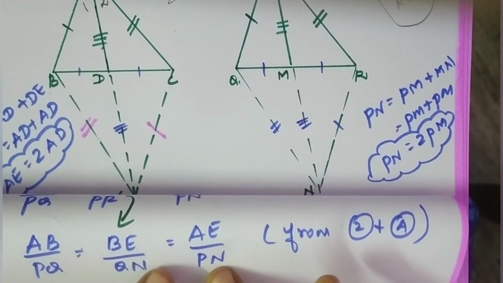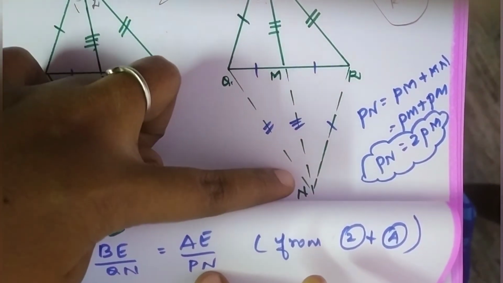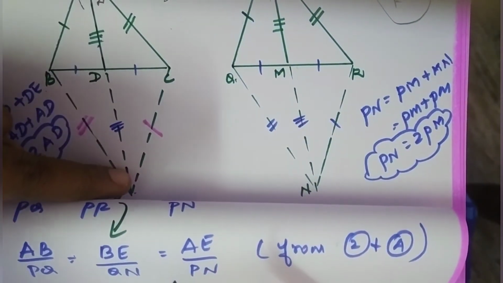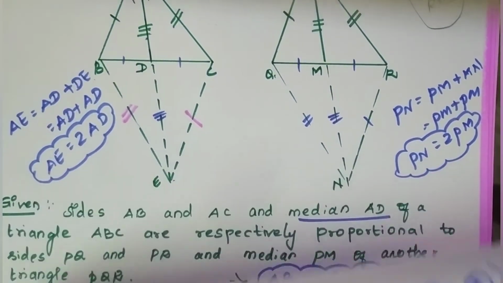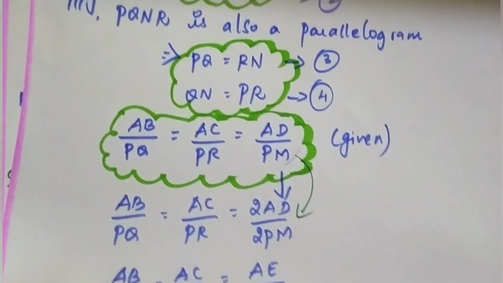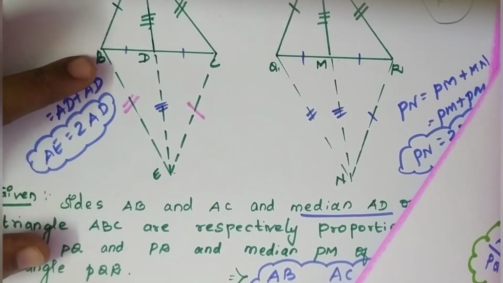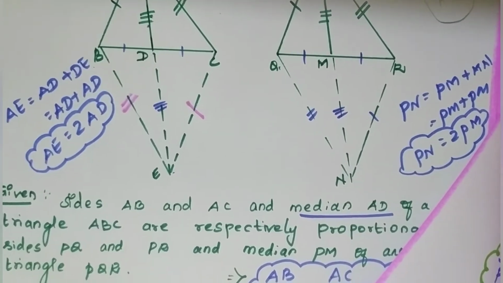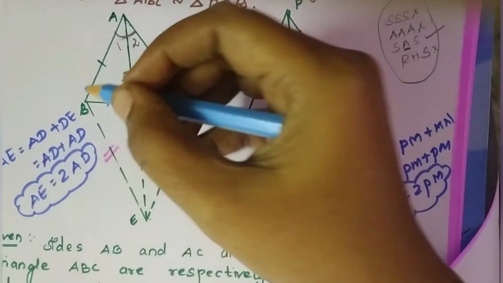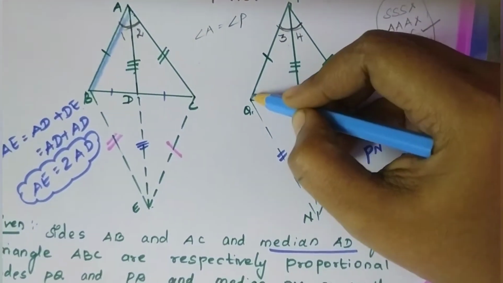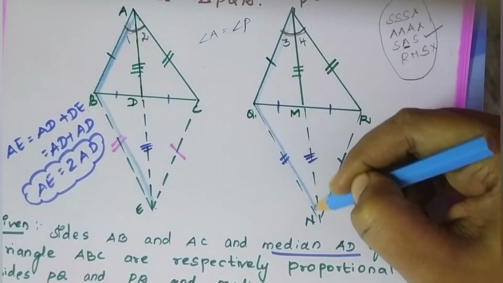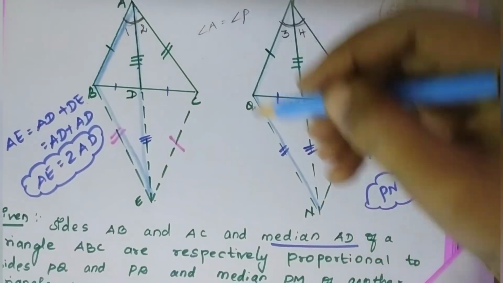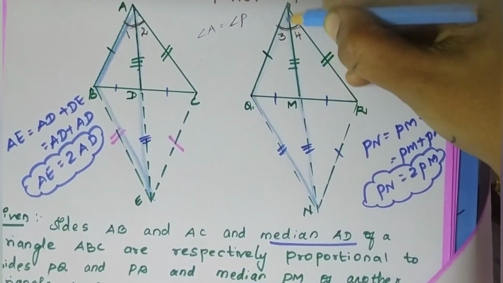And then BE is proportional to the side QN. And AE is proportional to the side PN. Okay. Then what can we tell from this? The triangle ABE. Now AB is proportional to PQ. And then BE is proportional to QN. And AE is proportional to PN. That only we proved now.